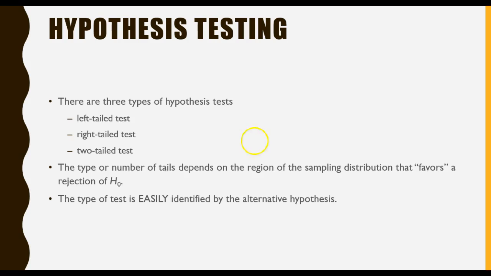There are three types of hypothesis tests. There is a left-tailed test, a right-tailed test, and a two-tailed test. The number of tails depends on the region of the sampling distribution that favors a rejection of the null hypothesis. But they're very, very easy to figure out.